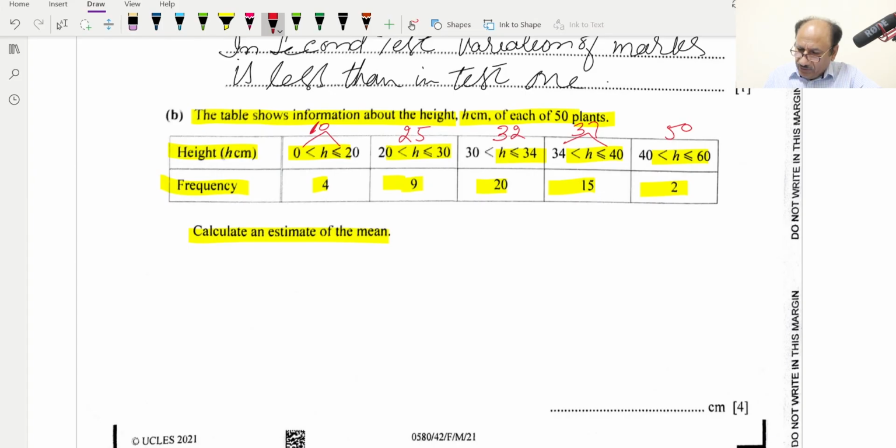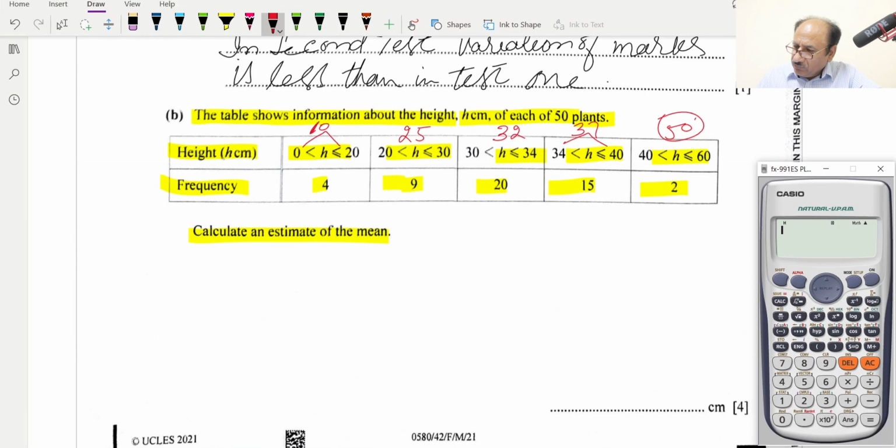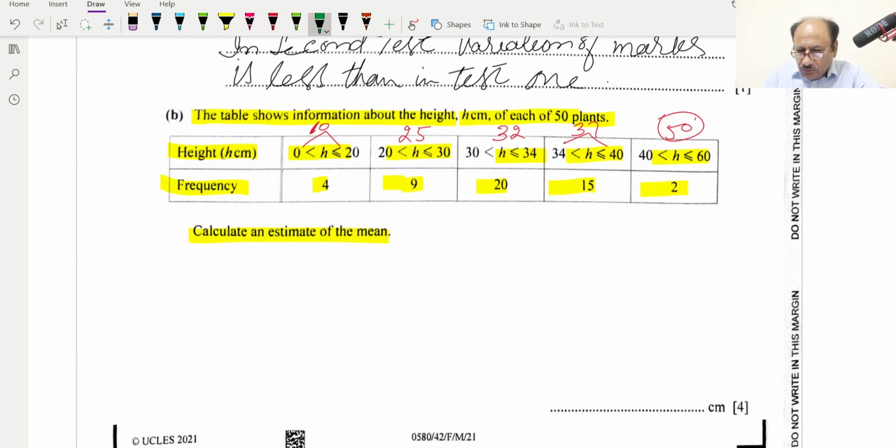So how are we finding it? We add, for example for the last one: 40 plus 60, which is equal to 100, divided by 2, which is equal to 50. This is how we found the mid of the range. Now the formula for the mean is mean equals sigma fx divided by sigma f. This is the formula we will apply, and we can write down sigma fx means what?